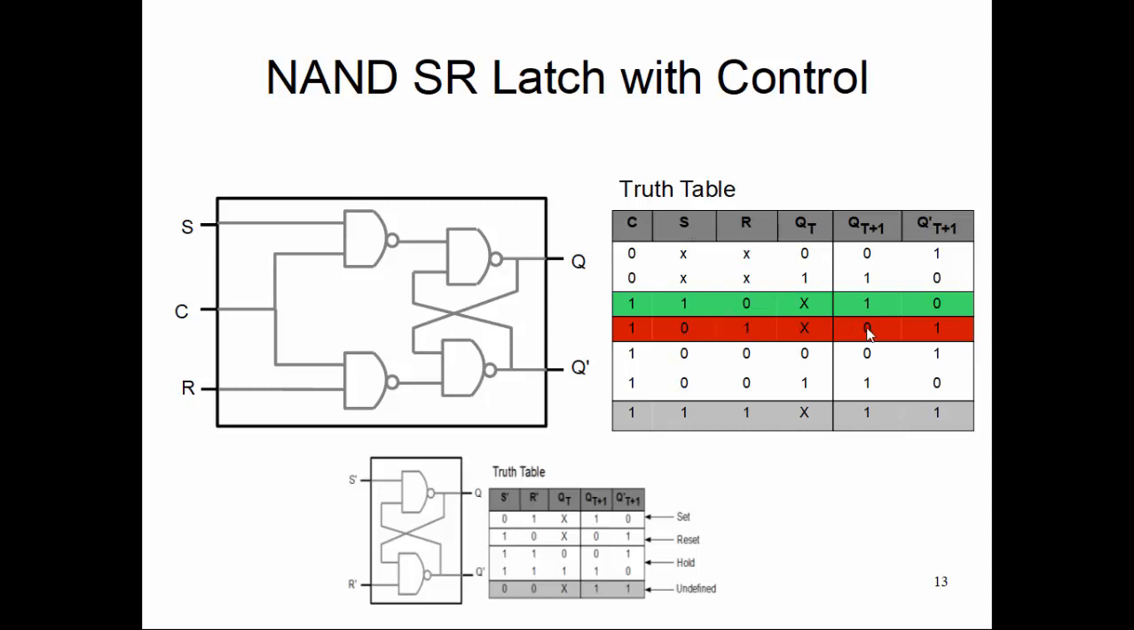Then let's consider the other configurations of S and R with C equals 1. We can have both 0, 0. That becomes a hold condition. If QT was 0, it will be held to 0. If QT was 1, it will be held to 1. And 1, 1: C equals 1, S equals 1, R equals 1, no matter what QT is, Q at T plus 1 becomes 1 and Q bar at T plus 1 becomes 1. This is kind of becoming a rest condition now, right? So 1, 1, 1 is a rest condition.